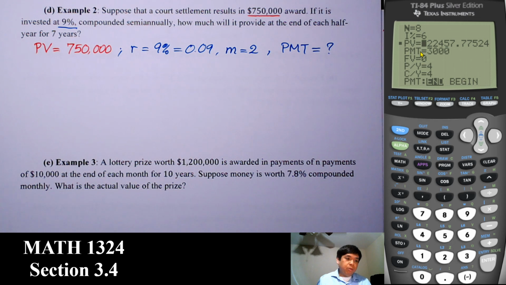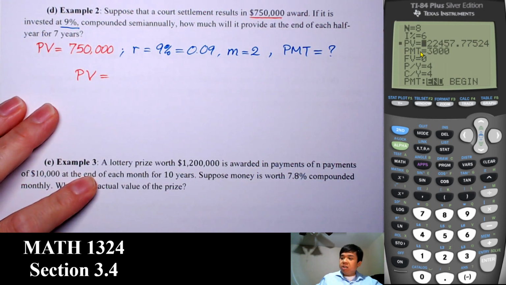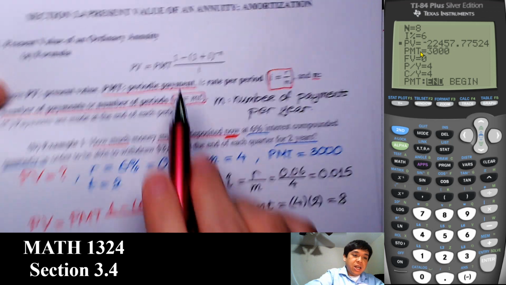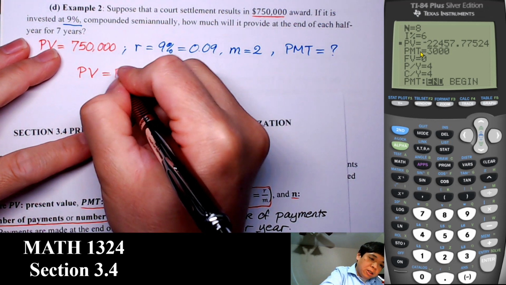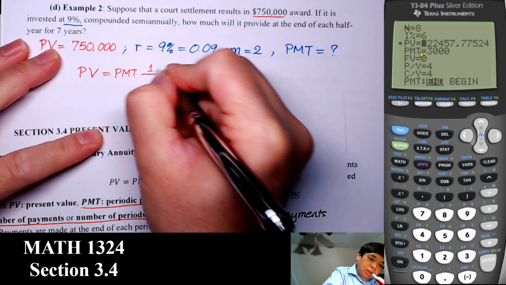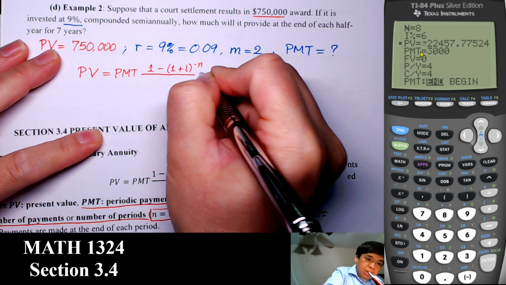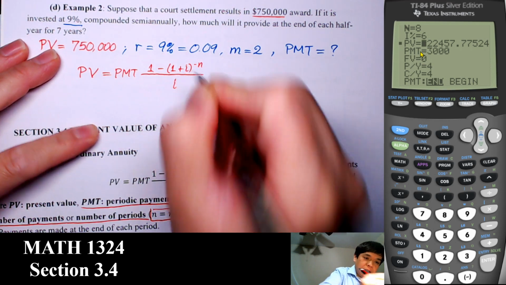So what do we do? Now we have the present value formula from the previous page, where the present value equals payment times 1 minus (1 plus i) to the negative n, over i.